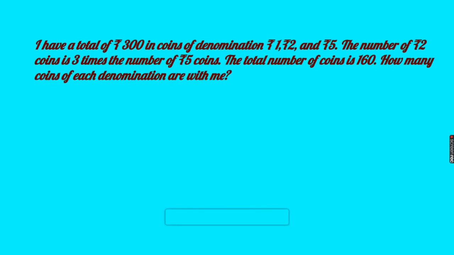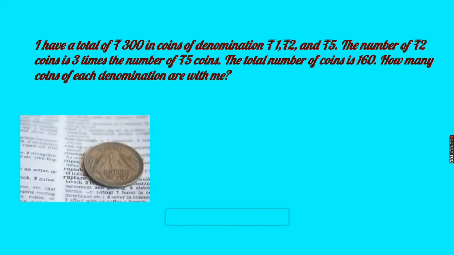Now it's time to move on to our next problem. I have a total of rupees 300 in coins of denomination rupee 1, rupee 2 and rupee 5. The number of rupee 2 coins is 3 times the number of 5 rupee coins. The total number of coins is 160. How many coins of each denomination are with me?